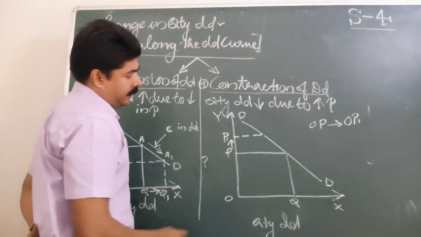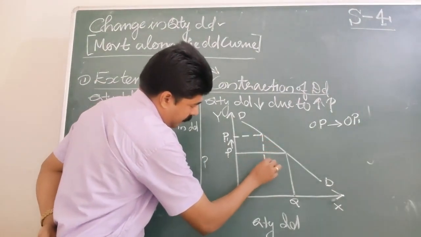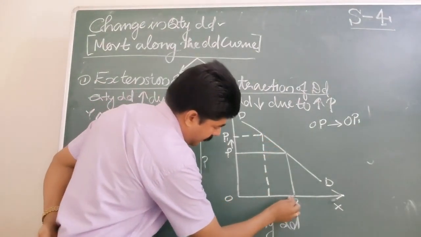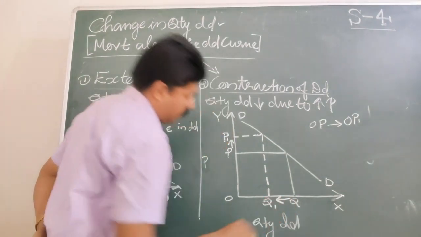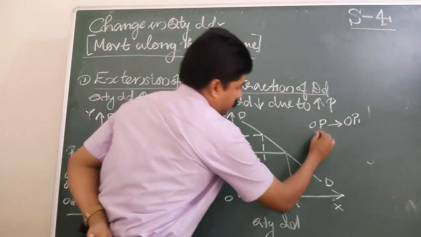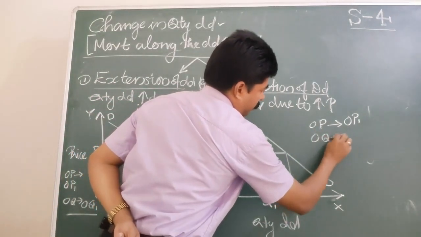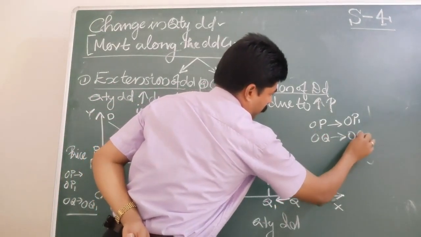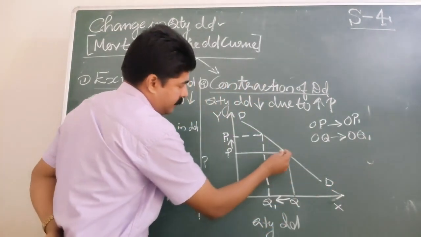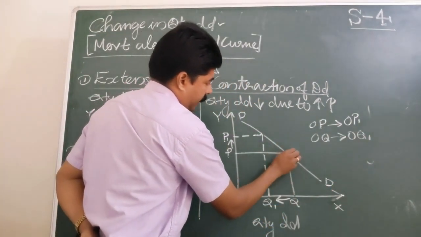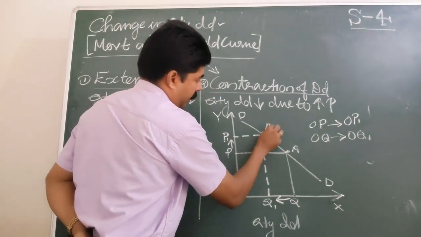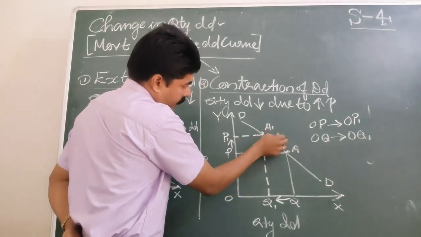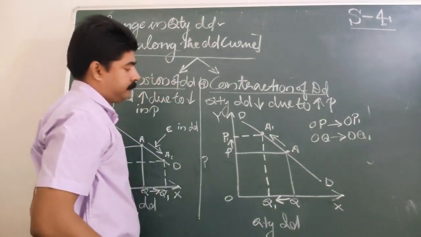Then what about quantity? Look, draw a vertical line towards the x-axis, and therefore there is a fall in quantity demanded. So I write OQ1. Quantity will be OQ to OQ1. It decreases, diminishes. That means we can say this is point A and this is A1. So we make an arrow mark this way.